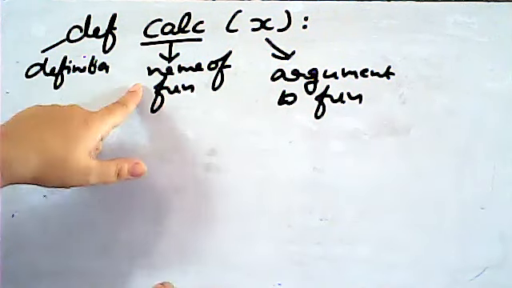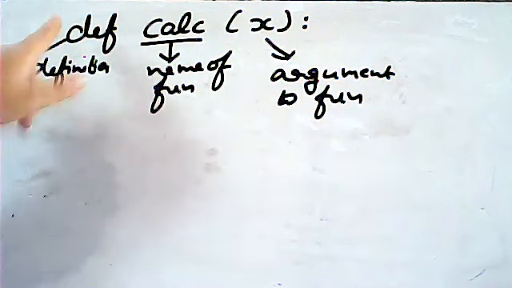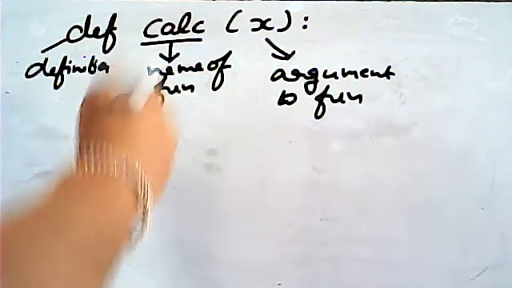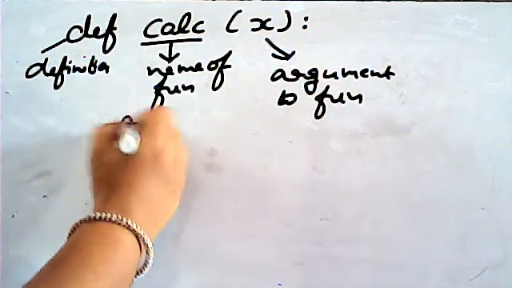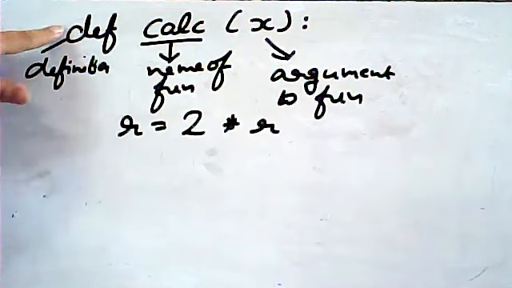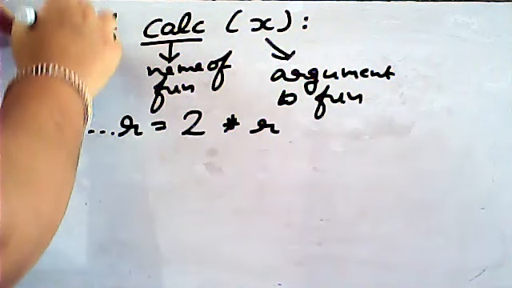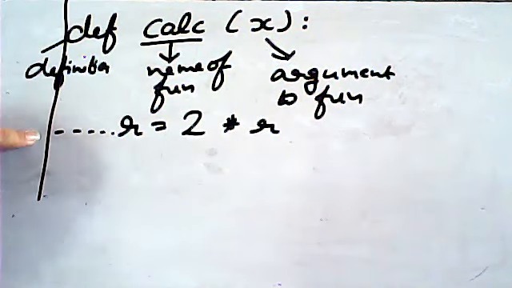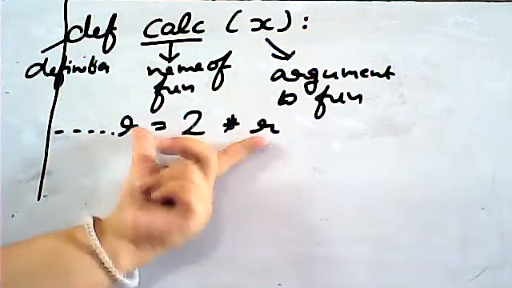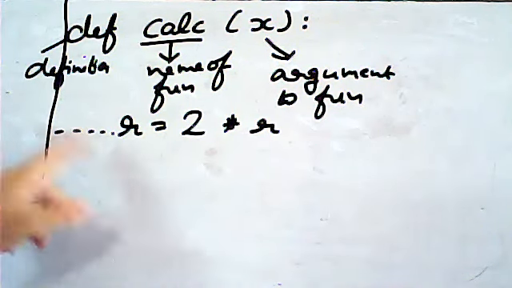And after the definition, whatever we want to write, we write it after giving indentation. Suppose I write R is equal to 2 into R. This is the indentation. I give this space, because def is parallel here, but you have to give the indentation here. It means this line is inside this definition. So this is known as the indentation.